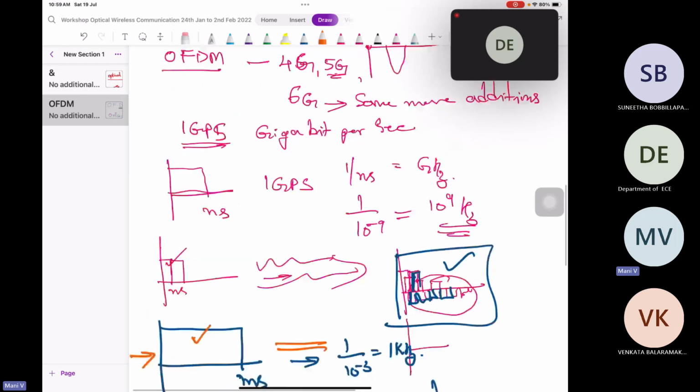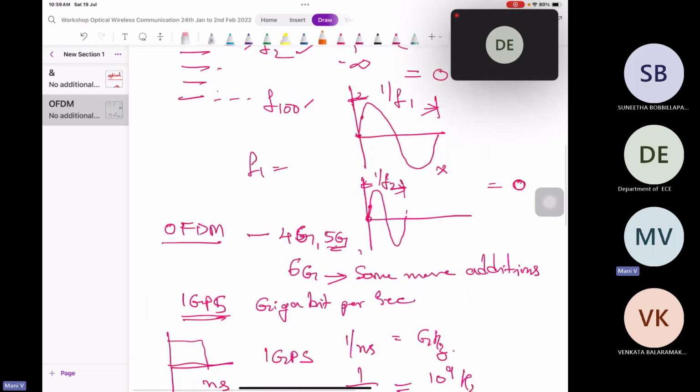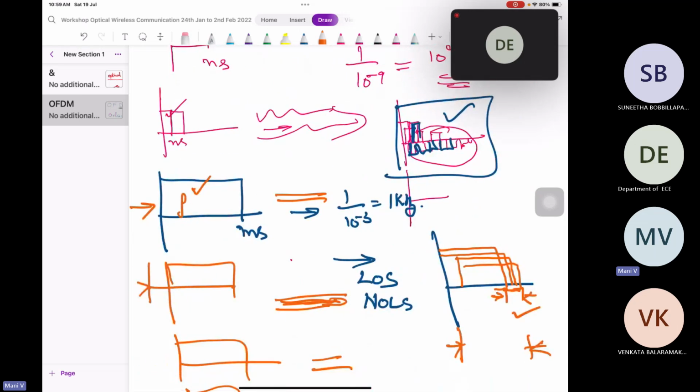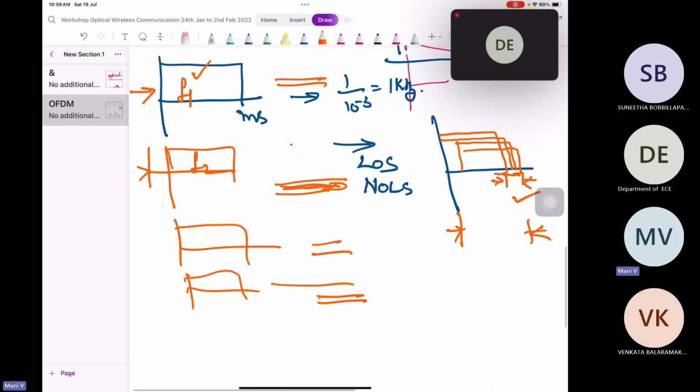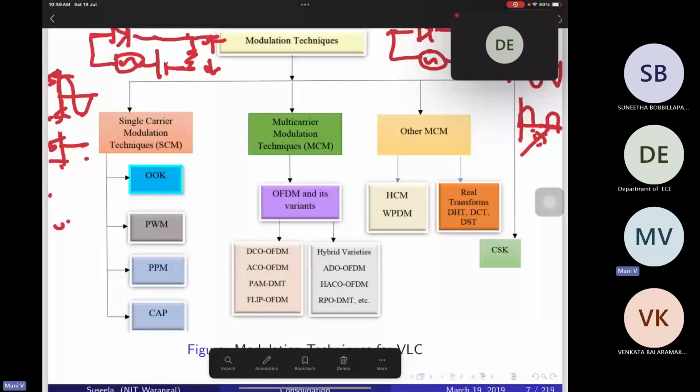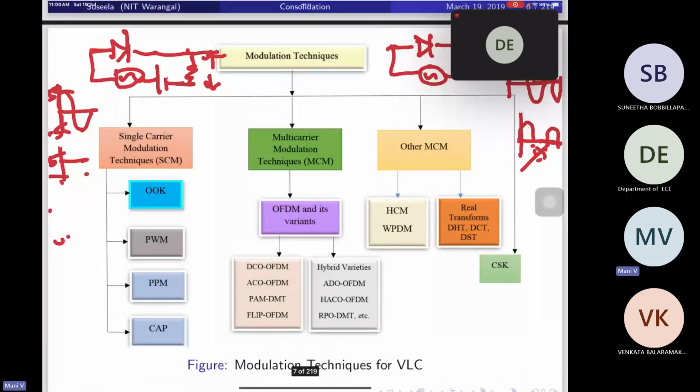So for that we need orthogonal frequency division multiplexing. That means each truck now takes an F1 carrier, F2 carrier, and like that it goes up to F100 carriers. That is the concept of orthogonal frequency division multiplexing. Okay. Now, I explained about multi-carrier modulation and its variants.